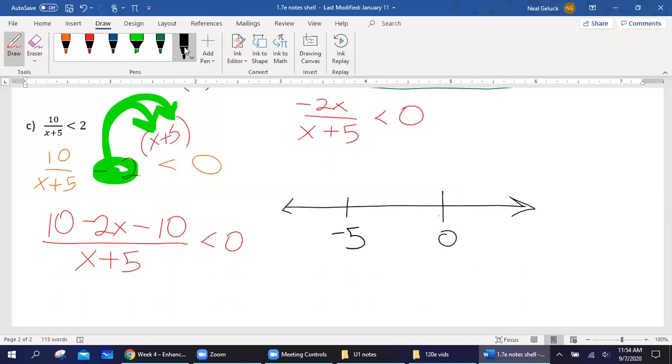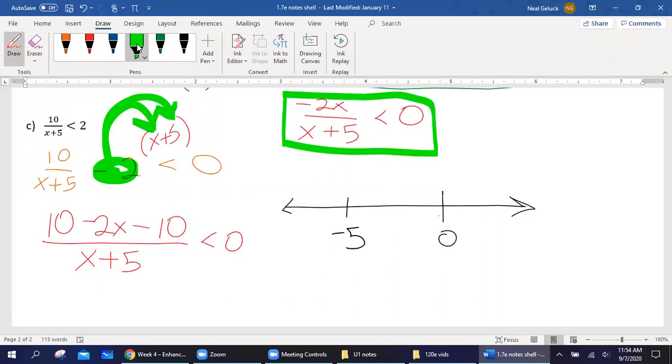I'm going to do the testing now, and I'm testing in this part here. So if I plugged in something left of negative 5, like negative 6, that would make the numerator positive because I'm multiplying it by a negative. It'll make the denominator negative. I want stuff to be less than 0. Positive divided by a negative is negative. That is less than 0. That's what I wanted.